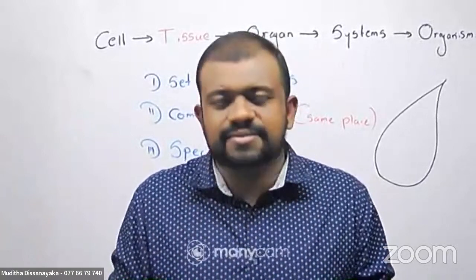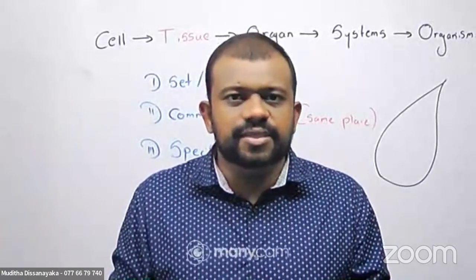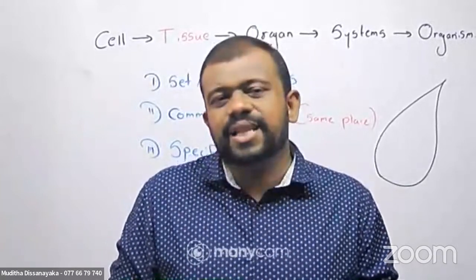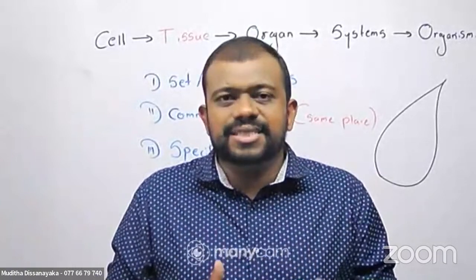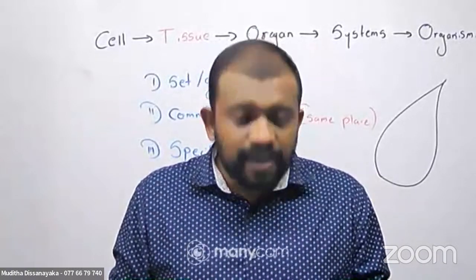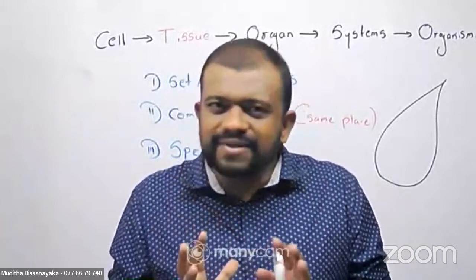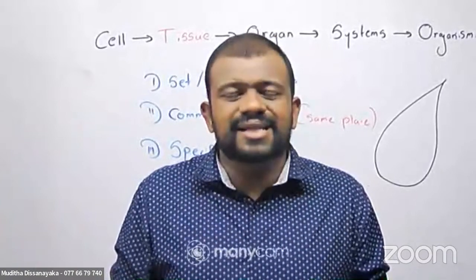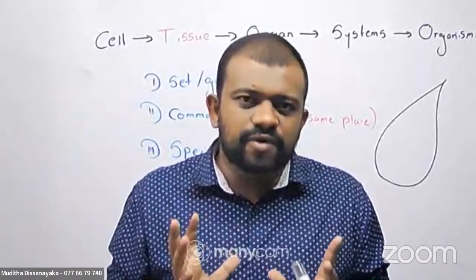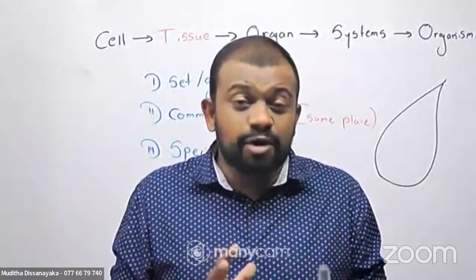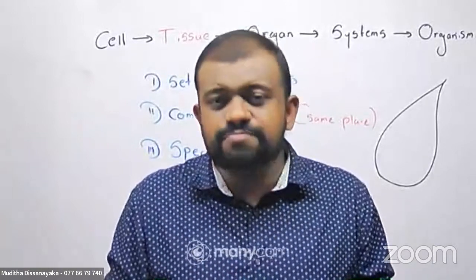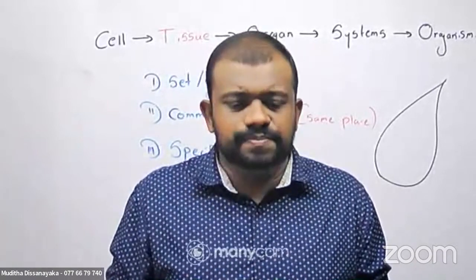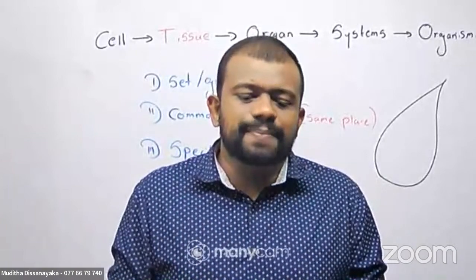But when you observe these things, observe them under a light microscope. These are also available as permanent slides. Permanent slides means they have been cut and sometimes stains, which are colors, are added for you to observe permanently. Sometimes in exams, permanent slides are given for you to observe. Observe them nicely under the microscope, then you will get a picture like this.